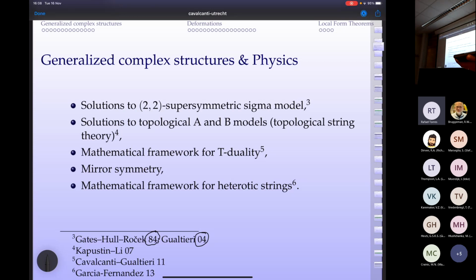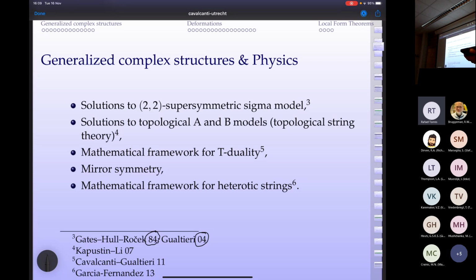It was also proved that they are solutions to the topological A and B models. So typically one would ask for a complex manifold with trivial canonical bundle, or a symplectic manifold. The A is for symplectic and B is for complex, but the general solution is to be generalized complex as well. One feature that appears is that they give the mathematical framework for T-duality, and hopefully that's going to shed eventually some light into mirror symmetry, except that that remains a long path ahead.